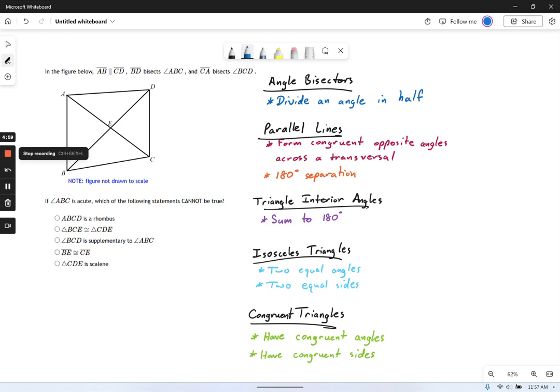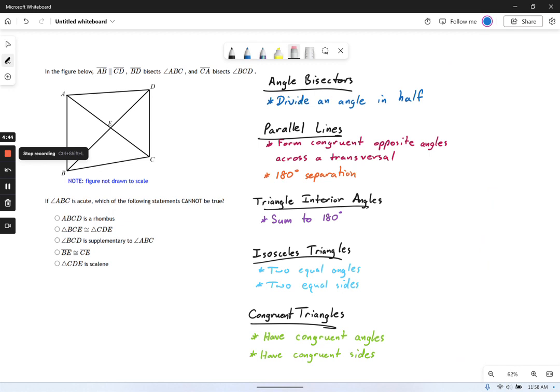Do us both a favor. Before you dig into this problem, if you need some help, I want you to read over these 5 ideas here and really get comfortable with those ideas: angle bisectors, parallel lines, and so on. Maybe pause the video if you need to. Now I'm going to jump right into this.